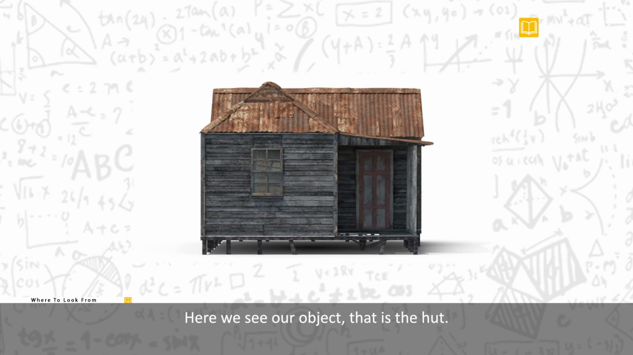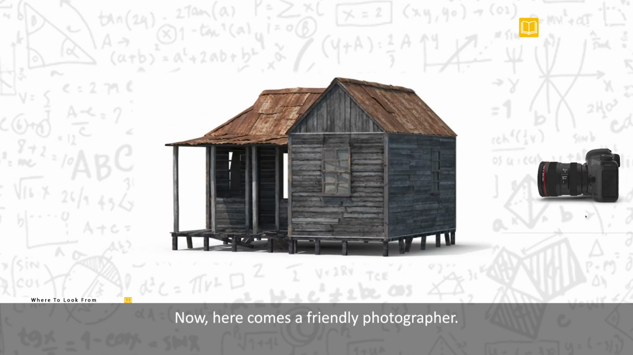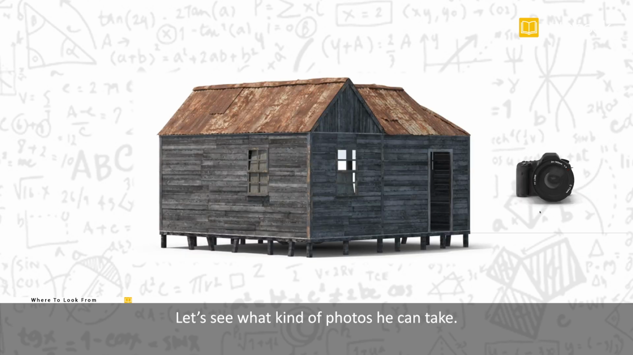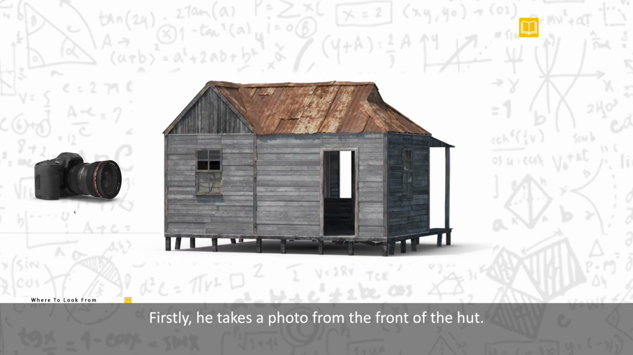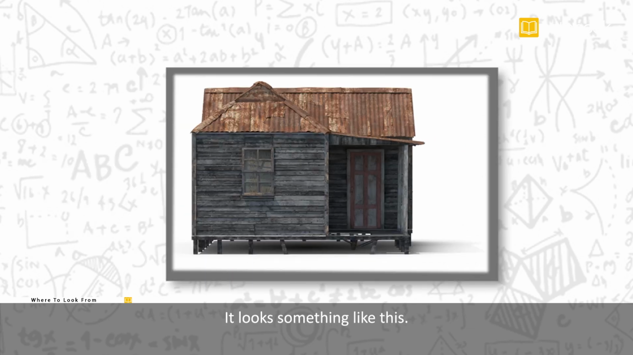Here we see our object, that is the hut. Now, here comes a friendly photographer. Let's see what kind of photos he can take. Firstly, he takes a photo from the front of the hut. It looks something like this.